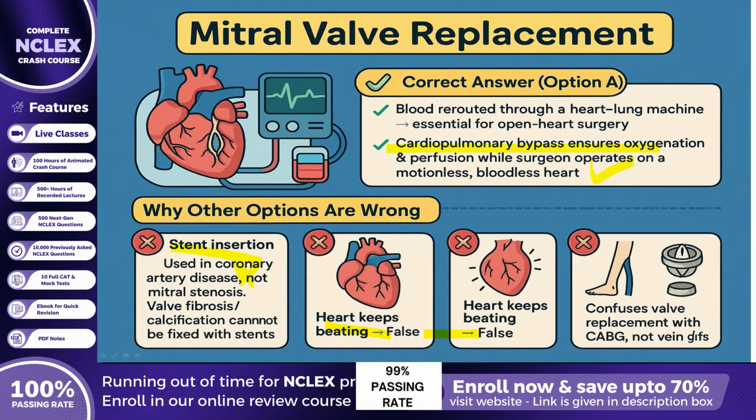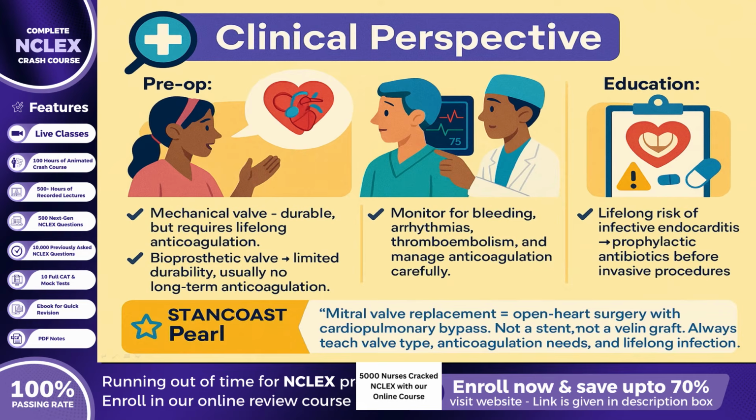Finally, option D refers to using a leg vein to replace the valve, which confuses mitral valve surgery with coronary artery bypass grafting. In valve replacement, either a mechanical prosthetic valve or a bioprosthetic tissue valve is used, not a vein graft. From a clinical perspective, it is also vital to understand what happens before and after this surgery.